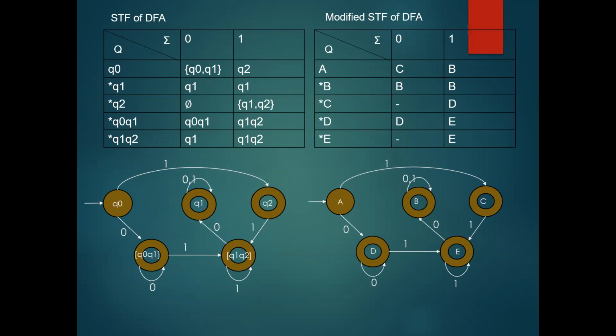Then you relabeled it and got A, B, C, D, E. Here also B, C, D, E are marked as final states, so these four states are final. Q0 is labeled A, Q1 is labeled B, Q2 is labeled C, Q0, Q1 is labeled D, and Q1, Q2 is labeled E. Accordingly, their transitions are given here in the table. Depending upon these transitions, from this table we got this transition graph. So this is how you can convert NFA to DFA using the direct method.